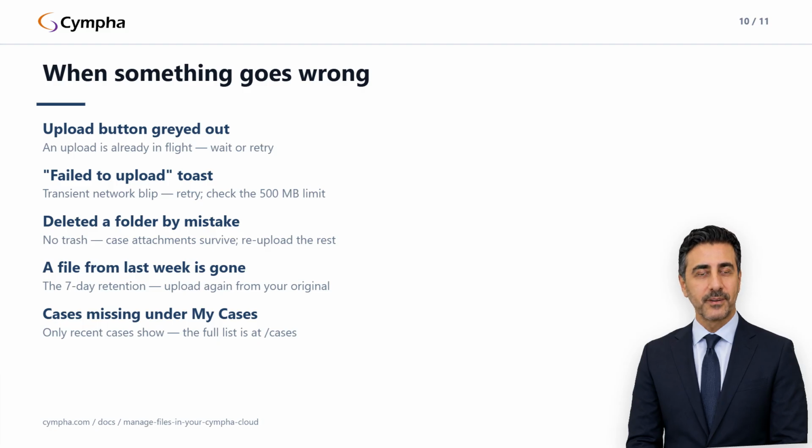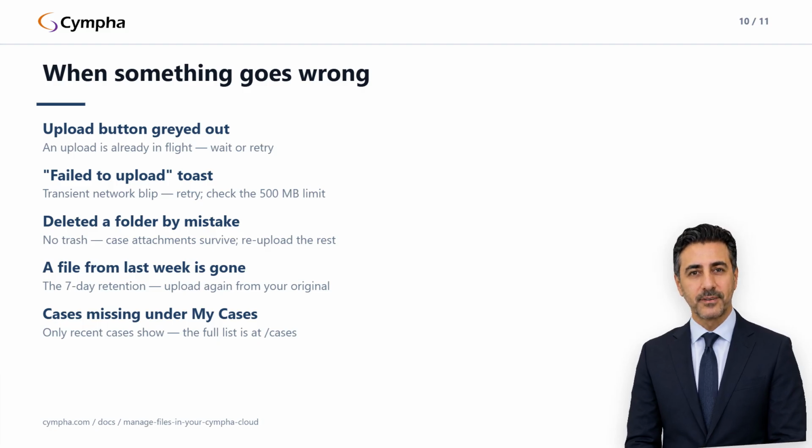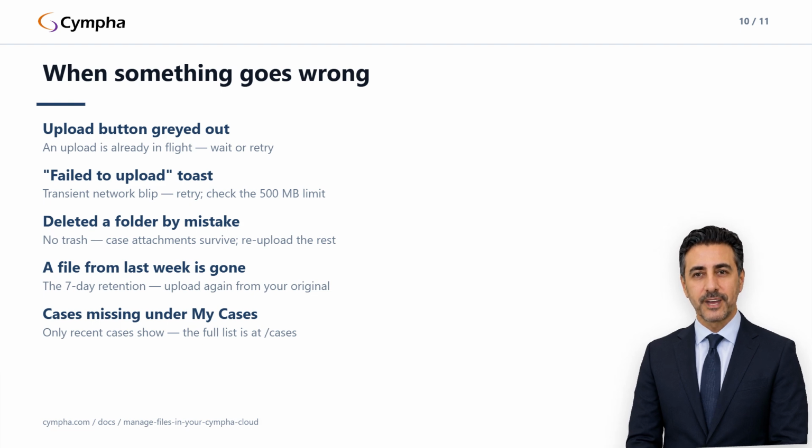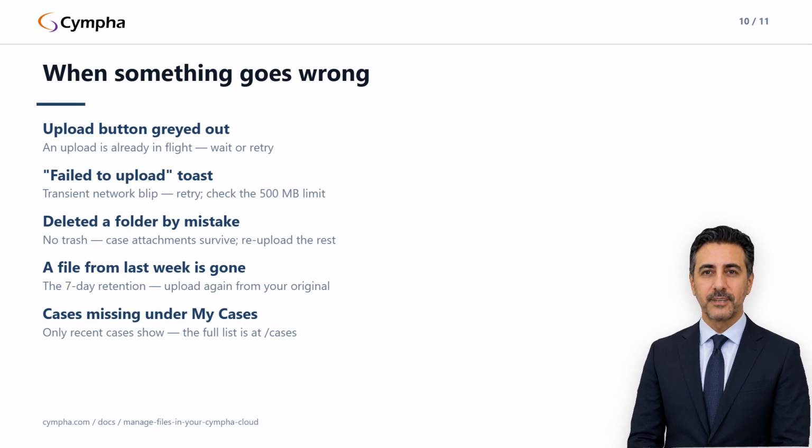If you deleted a folder by mistake, there is no trash in this iteration, so nothing to restore from. But take the loss in 2 halves. If the folder held case attachments, those still live inside the case itself and are not gone. Only your cloud copy of them is. For files you uploaded from your own machine, you'll need to upload again from your local copy, which is exactly why we keep saying to keep the originals.